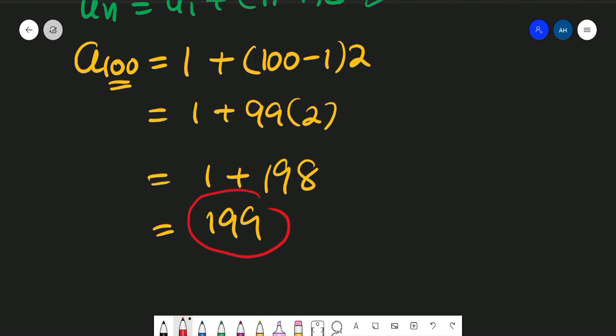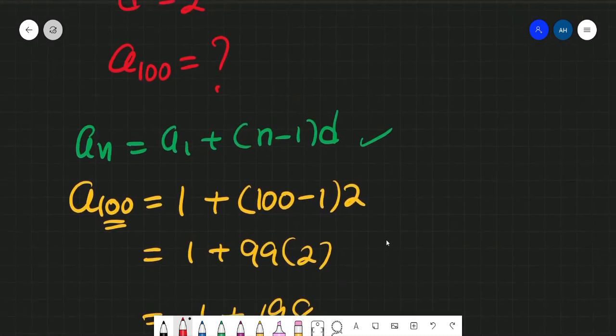It shows that this formula can help us to find certain terms in the sequence without having to list all the terms. Meaning to say, this formula can help us to find the terms in the sequence very quickly and very fast. So this formula is very useful, right?